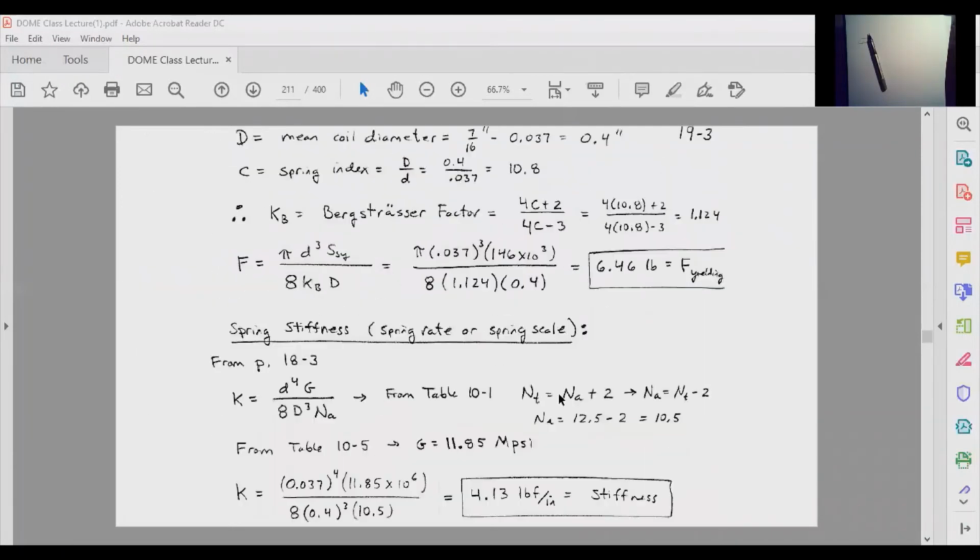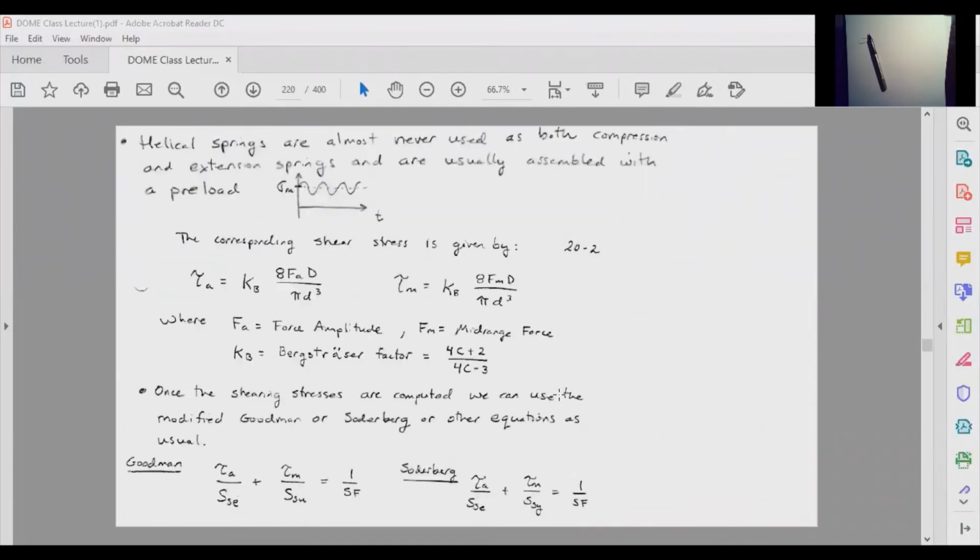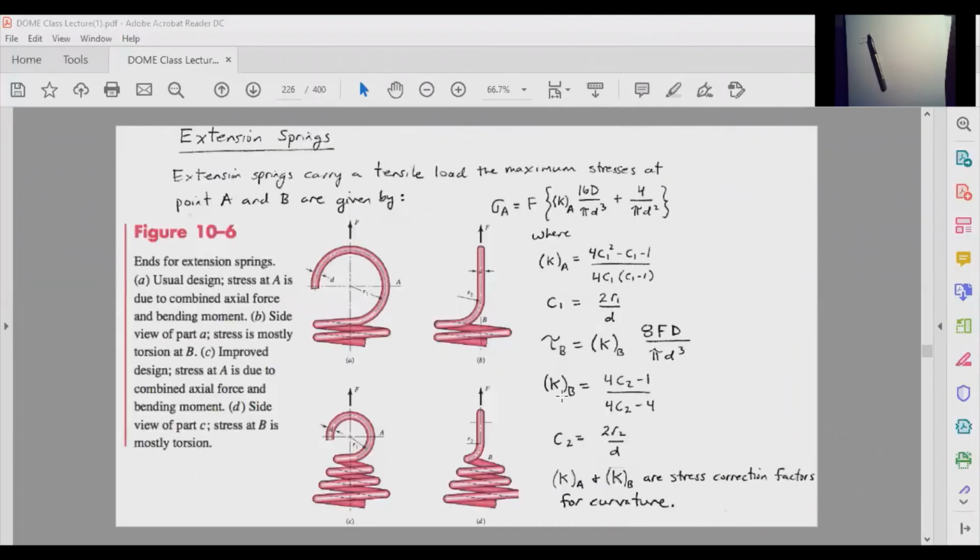Now I would like to cover extension springs. An extension spring is a spring that has a hook, and that spring is always going to be in tension. In the case of extension springs, we are going to have two stresses. One of them is going to be in the coil, which is going to be exactly like what we discussed in the case of a compression spring. And the other stresses are going to be in the hook.